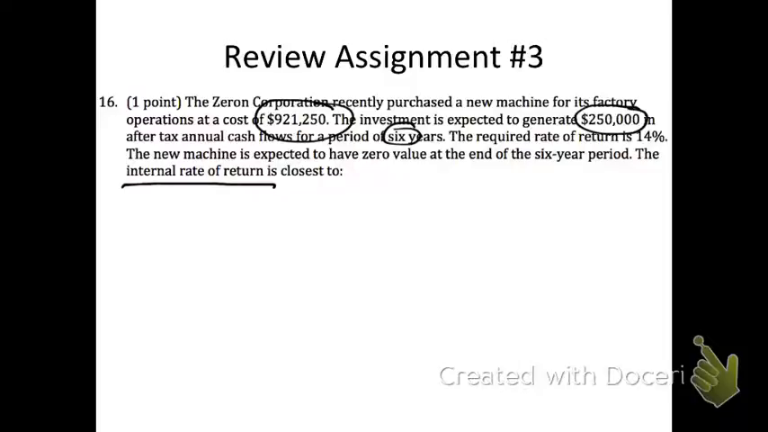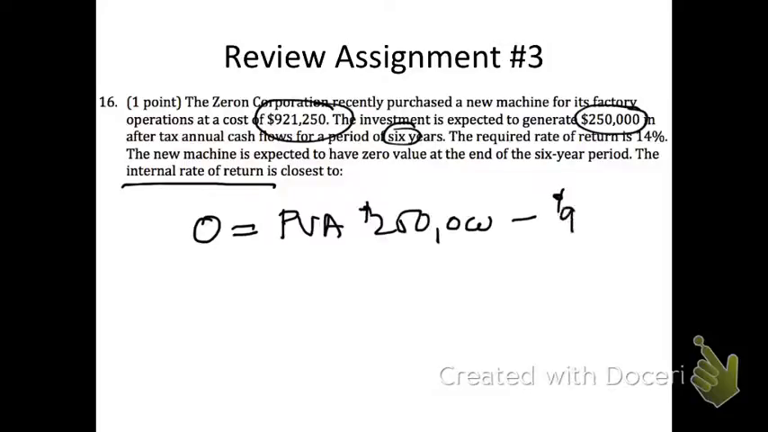And so my internal rate of return is where my net present value equals 0, and my net present value is the present value of that annuity of $250,000 minus the net initial investment of $921,250. So really the internal rate of return is going to be that rate that makes these equal, right? So I will find the present value of my cash flows. And so the present value of the cash flows has to equal the net initial investment.